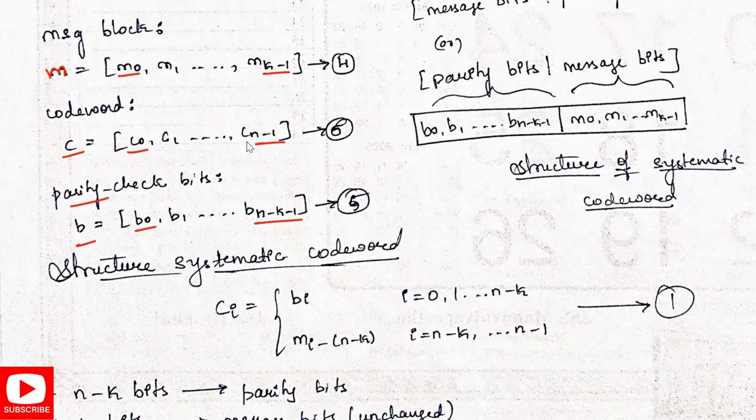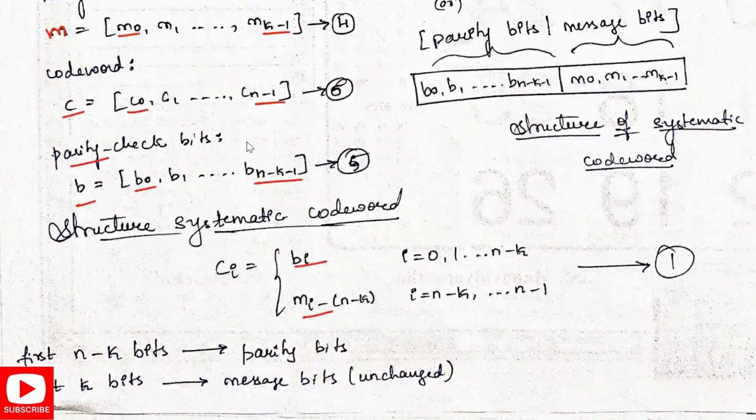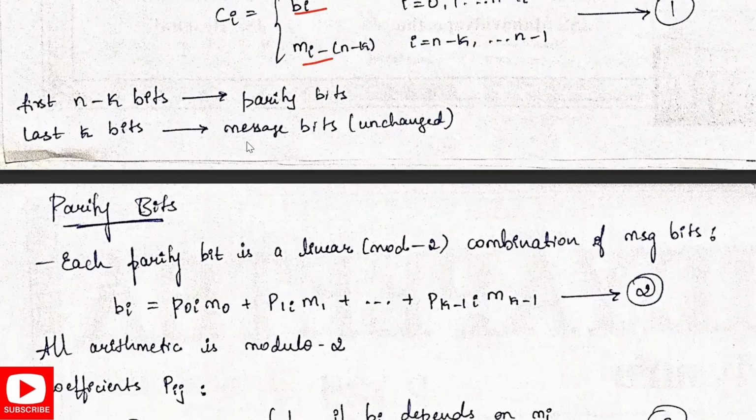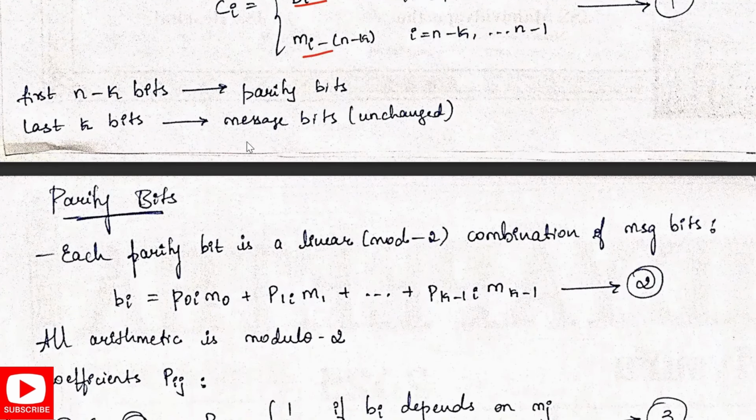Next comes the structure of the systematic code word. So now you have to represent it. ci is given as bi, the parity check bits, and the message bits. Let us consider this as equation 1. The first n minus k bits are called the parity bits and the last k bits are the message bits, which are unchanged.